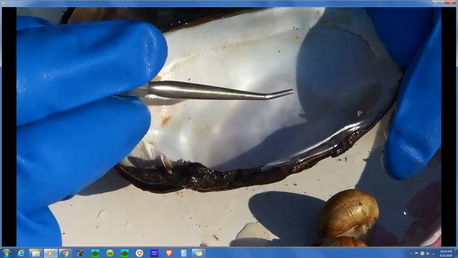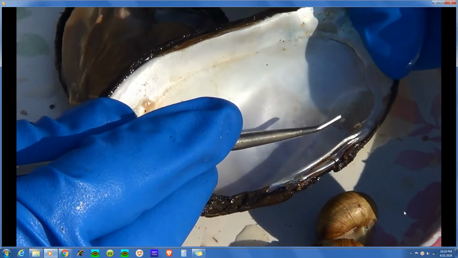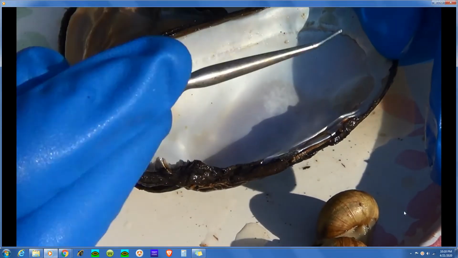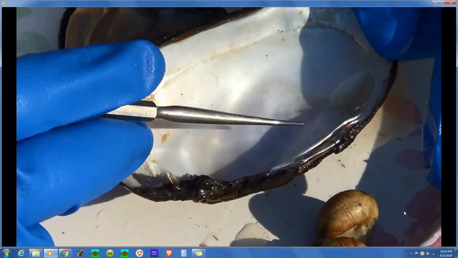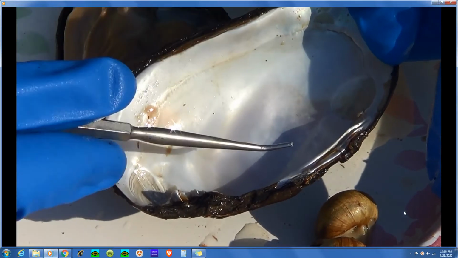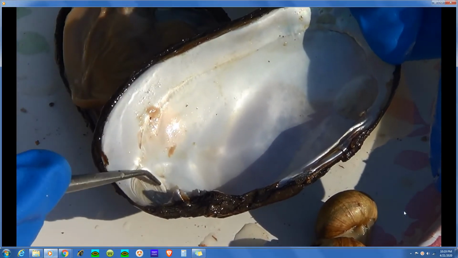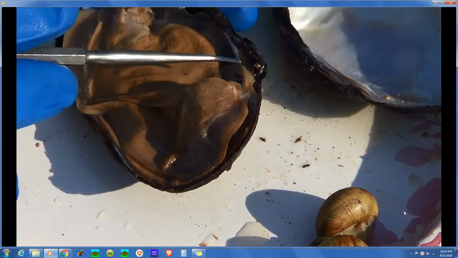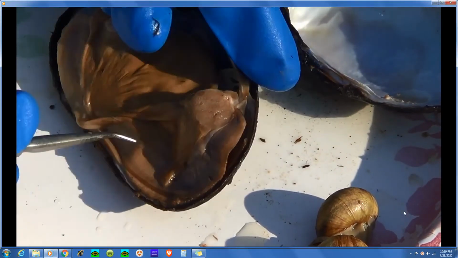The inside of the shell has a scar from where, let's see, that would be the, I don't remember whether it's anterior or posterior here, but there would be a scar where one of the muscles was attached and a scar where the other muscle was attached to the shell, and they would pull the shell closed. The hinge ligament keeps the shell open.